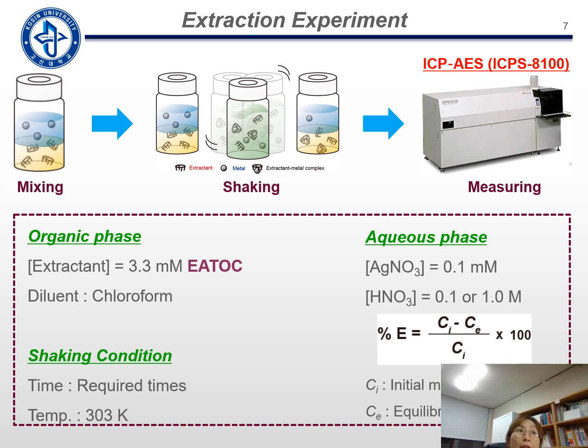First of all, silver extraction rate was investigated by the batch-wise method following this procedure. The experimental condition was like this. Both phases were mixed and shaken at 303 Kelvin for various times. After phase separation, silver concentration was measured by ICP-AES. The amount of the extracted silver ion was calculated by this equation.